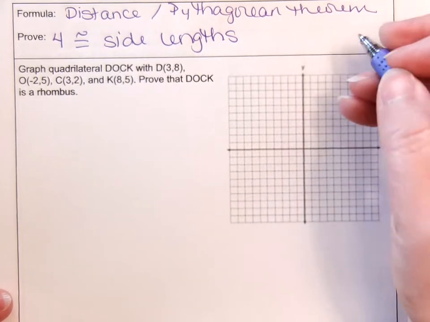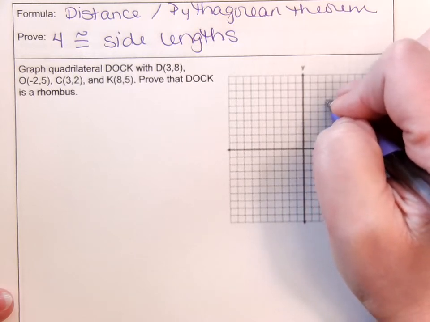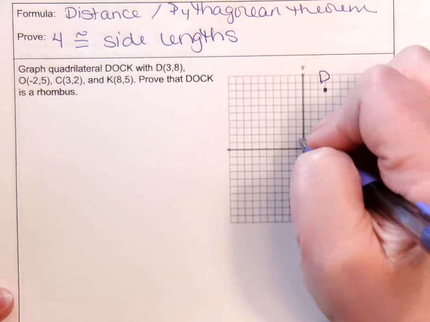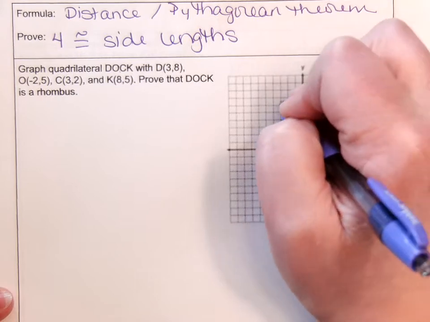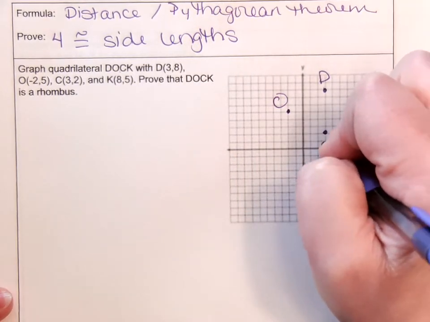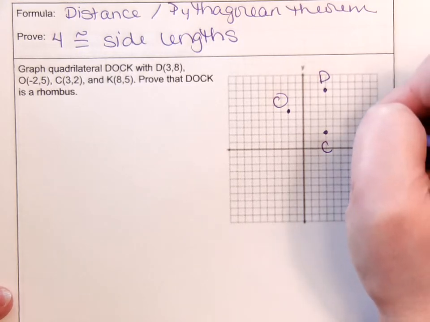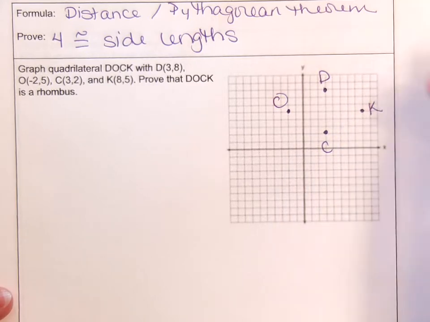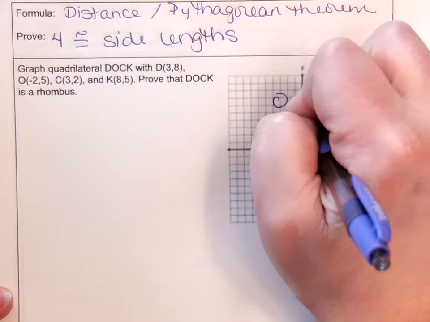So D is at (3, 8). There's D. O is at (-2, 5). C is at (3, 2). And K is at (8, 5). Now these are 10 by 10 graphs, so hopefully you're able to move around a little bit easier on it.